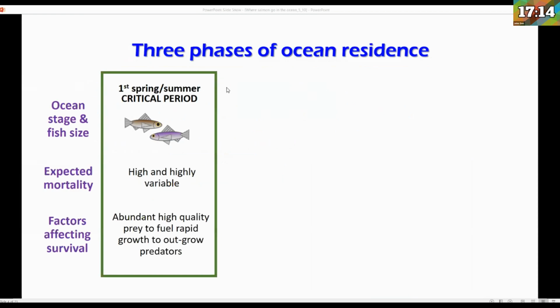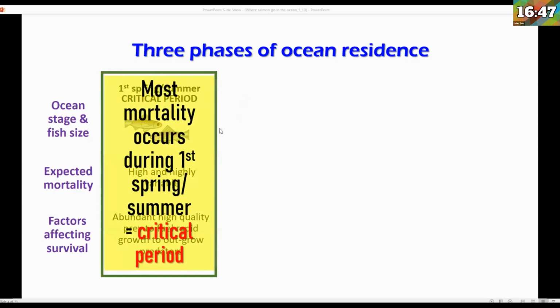The first is the critical spring and summer period, their first spring and summer in the ocean. At this stage, the fish are quite small. The mortality is high and highly variable. And the factors affecting survival are the abundance of high quality prey that fuel rapid growth to outgrow predators. And both the prey and the predators are strongly impacted by environmental conditions. So we believe most of the mortality occurs during this first spring and summer. It's a critical period, and this is when most people are focused on indicators of this early ocean period.